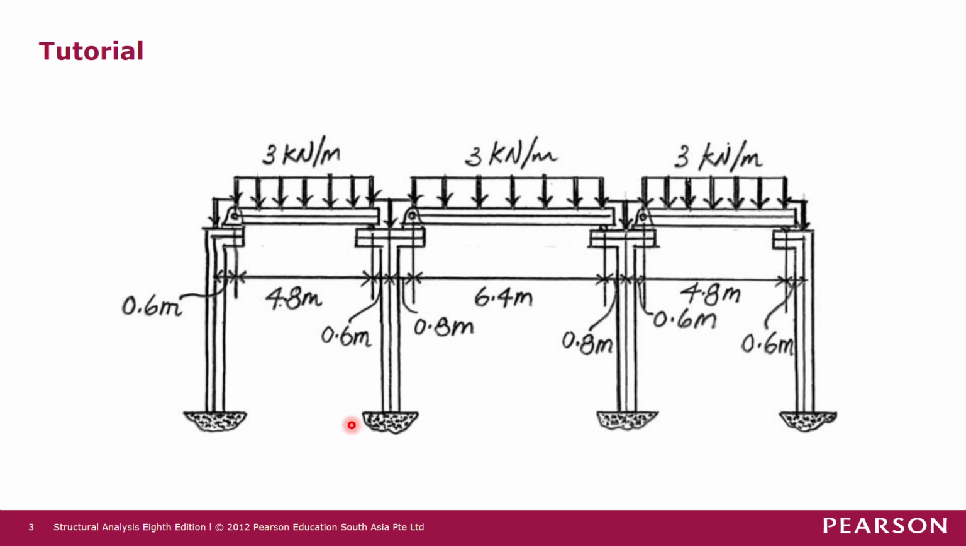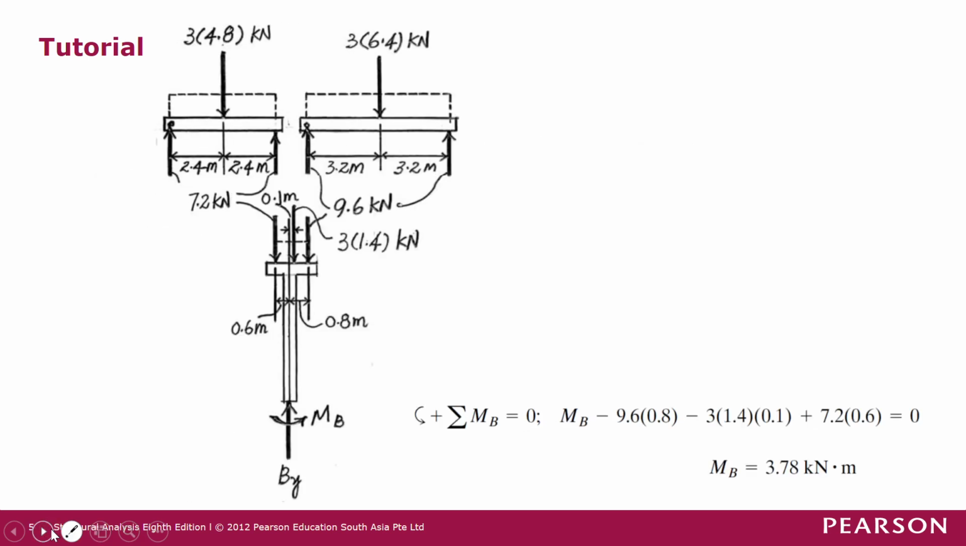For the moment at point B, we have this beam that is sitting on the part of the structure that is related to point B, and we have this part of the beam that is also related to the solution of moments for point B. So in this case, we have to take this part of the beam, and this part of the beam as well, and this part of the structure for the solution of moment at point B. So what we get is something like this.